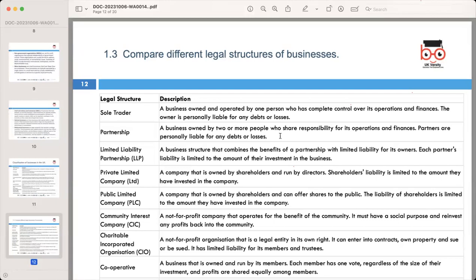Partnership, this is a main point, partners are personally liable for any debts or losses. A business owned by two or more people who share responsibility for its operations and finance. Then limited liability partnership, a business structure that combines the benefits of a partnership with limited liability for its owners. So each partner's liability is limited to the amount of their investment in the business.